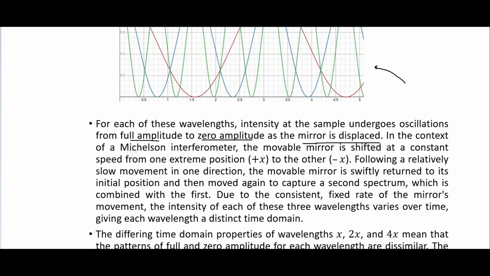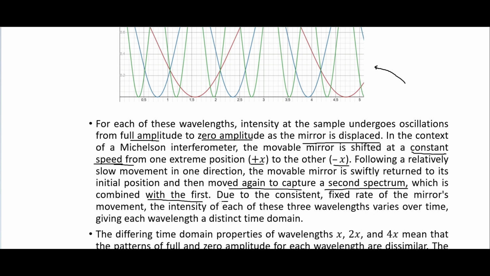In the context of a Michelson interferometer, the movable mirror is shifted at a constant speed. So at a constant speed, this is important here, from one extreme position that we can just call plus x to another that we can call minus x. So that's just talking about that moving mirror moving. Following a relatively slow movement in one direction, the movable mirror is swiftly returned to its initial position, and then moved again to capture a second spectrum, which is combined with the first. And this second spectrum will be with the mirror moving at exactly the same speed.